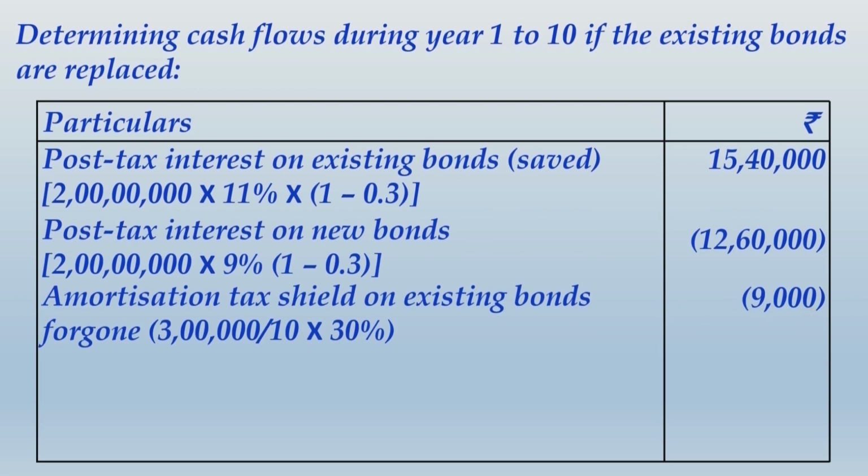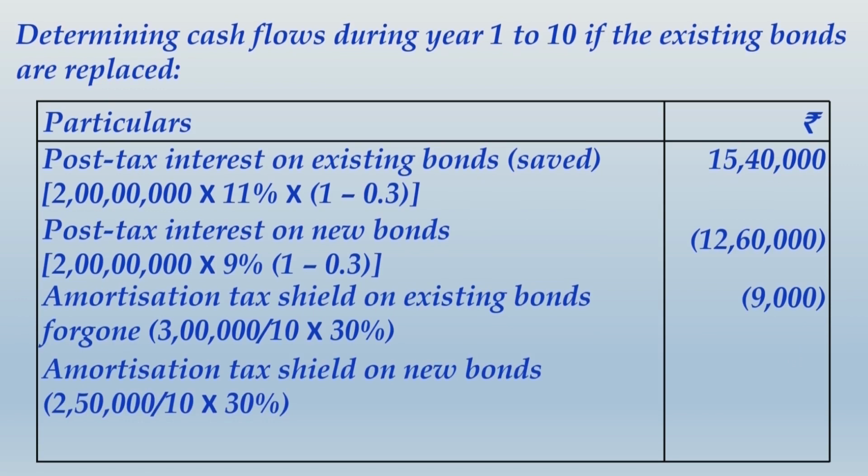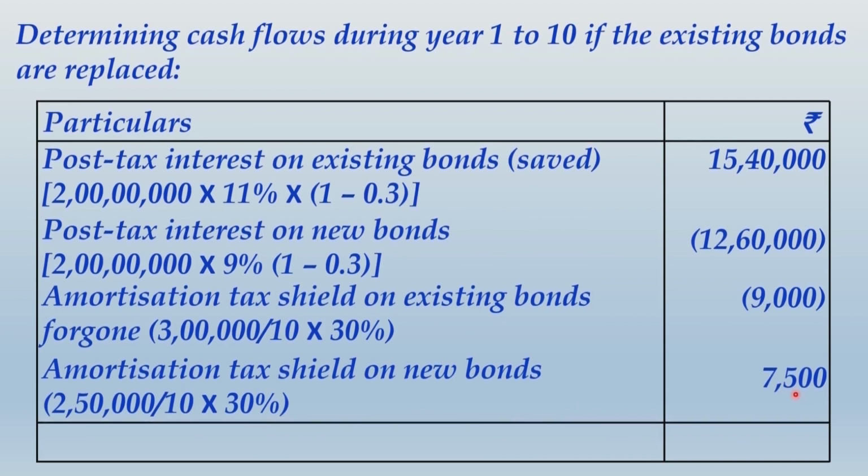However, the new amortization tax shield that now arises will be 2,50,000 of expense on issue amortized over 10 years, and each year's amortized amount subject to tax rate of 30% will result into amortization tax shield of 7,500 each year. Finally, the net total of this will be the net cash flow during year 1 to 10, and that works out to rupees 2,78,500. So friends, please carefully take note of these cash flows and then we move ahead.